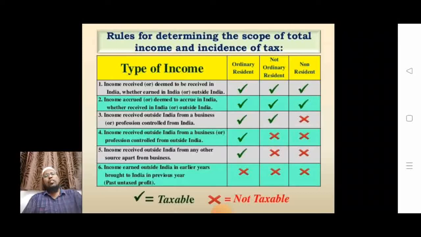Now the fifth point is completed. The sixth one is where the amount is received and earned outside India and deposited there. After a long period, he brings it along with income during the previous year, in which case he does not pay tax to the government of India. Whether he is an ordinary resident, not an ordinary resident, or an NRI, in all three situations it is not taxable. One more point is past untaxed foreign income. In all three situations he does not pay tax to the government.